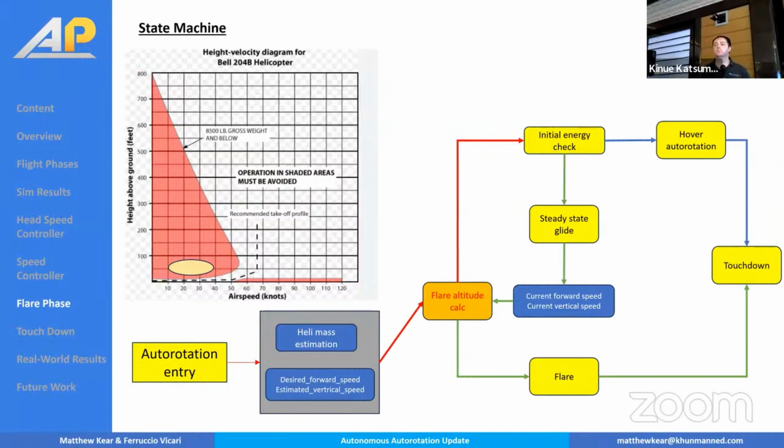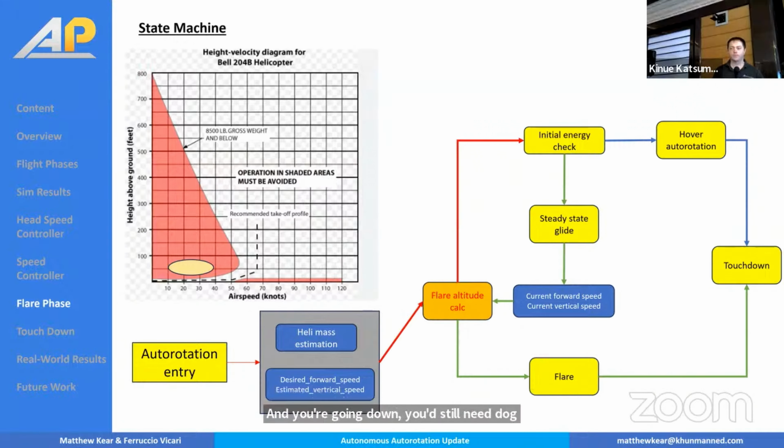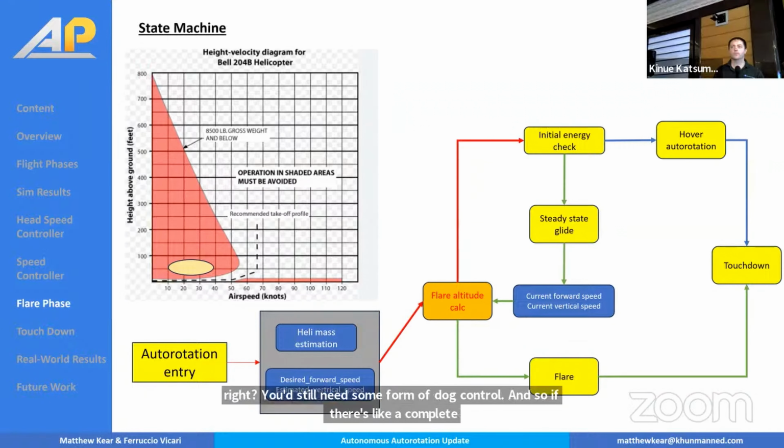I don't have much experience with helicopters. Sorry if this is a naive question, but in the case of a main rotor failure, and you're going down, you'd still need yaw control, right? You'd still need some form of yaw control. And so if there's a complete motor failure, this would be harder to do. Is that correct?